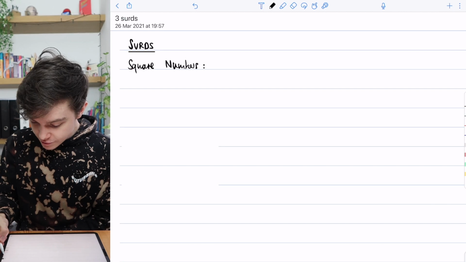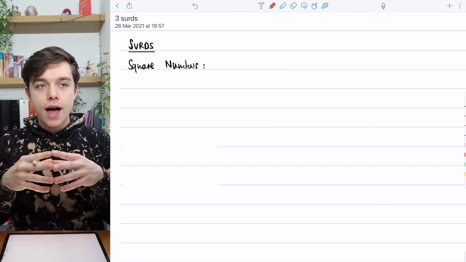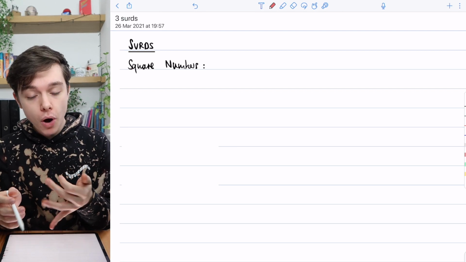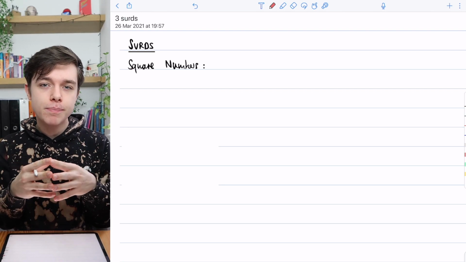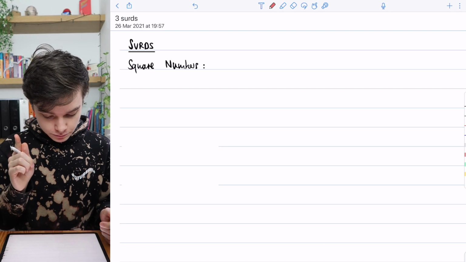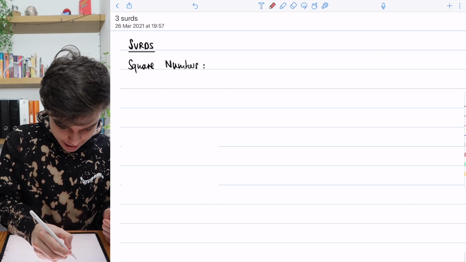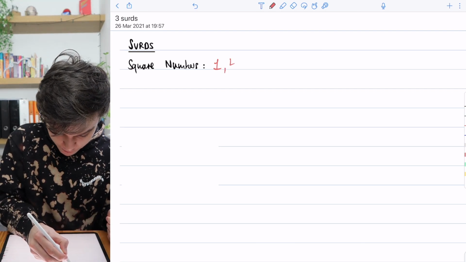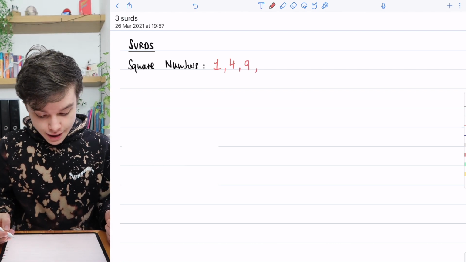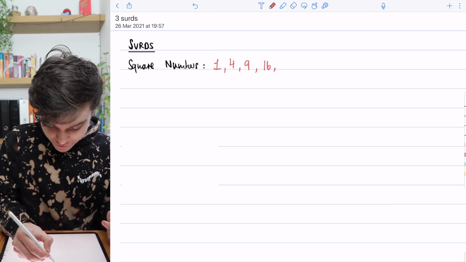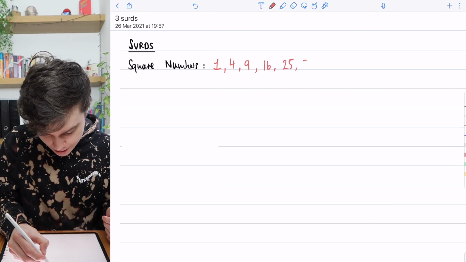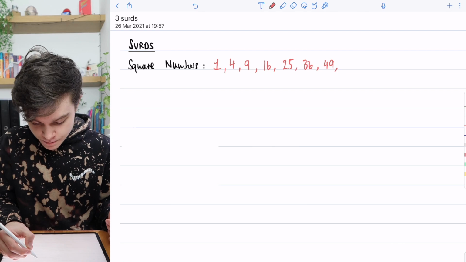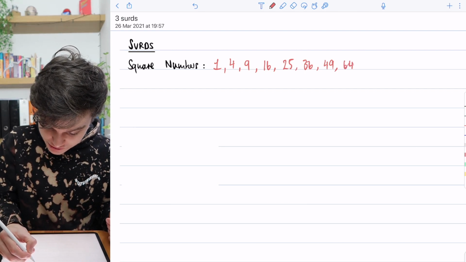The square numbers are found by multiplying two numbers together that are the same number. So 1 times 1 gives me 1, 2 times 2 gives me 4, etc. We multiply a number by itself to get a square number. So 1 times 1 is 1, that's our first square number. Then 2 times 2 gives 4, 3 times 3 gives 9, 4 times 4 gives 16, 5 times 5 gives 25, 6 times 6 gives 36, and we'll have 49 from 7 times 7, and 8 times 8 gives us 64.